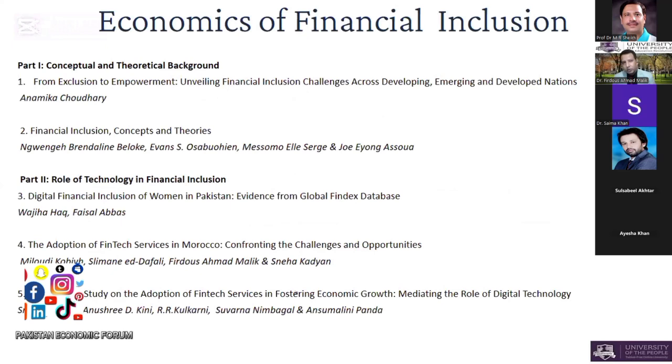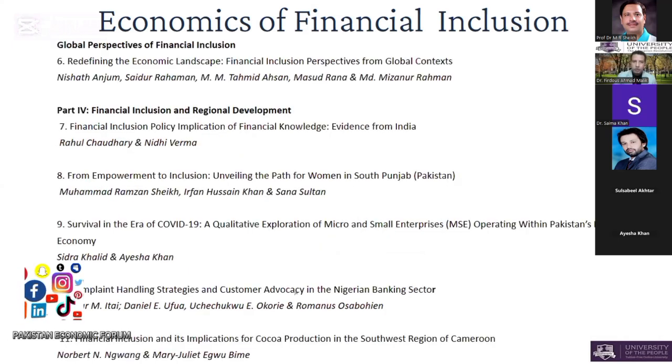So I am going to display the contents of this book. The first chapter talks about exclusion and empowerment, the second on financial inclusion concepts and theories. Then we talk about the role of technology in financial inclusion, on which Professor Wajahat and Professor Faisal have a detailed analysis. They will discuss it in the coming presentation. Then we talk about Morocco and its fintech services. Then we also have the empirical analysis of adoption of financial services and the role of technology.